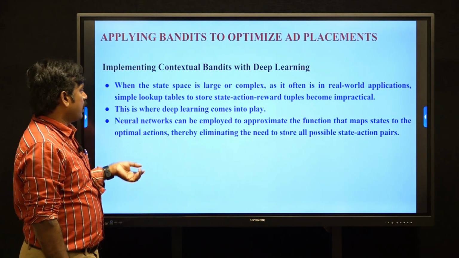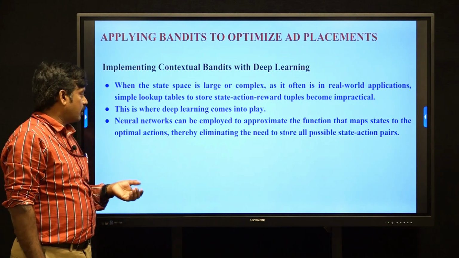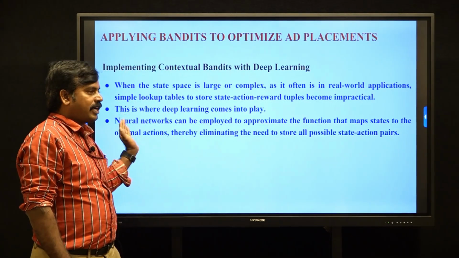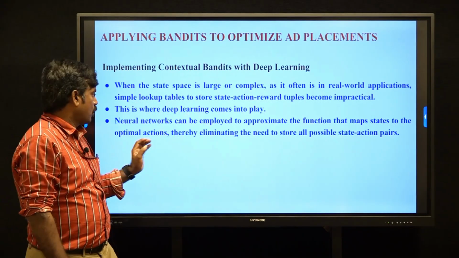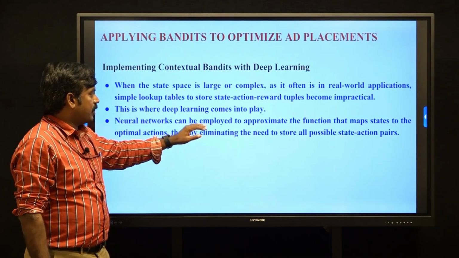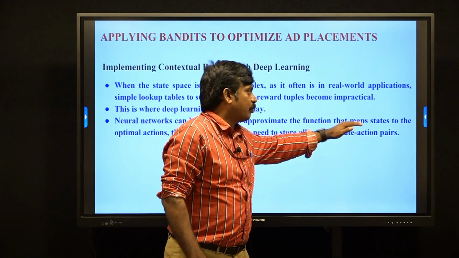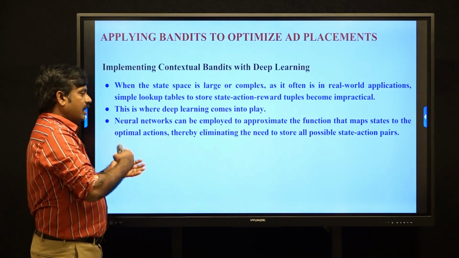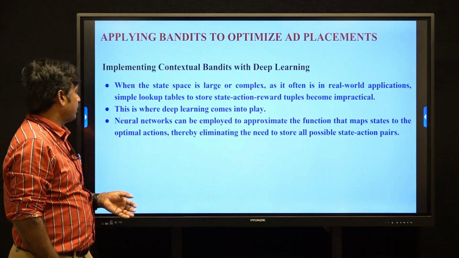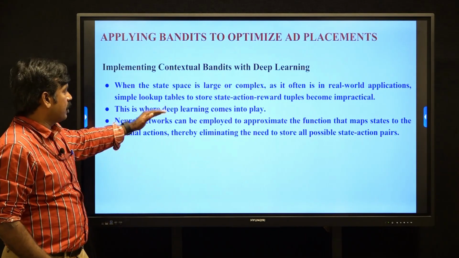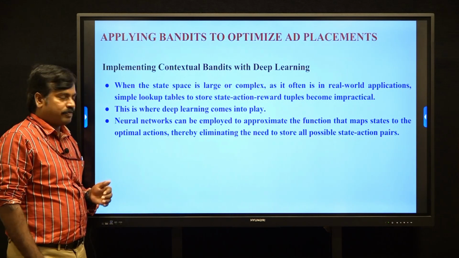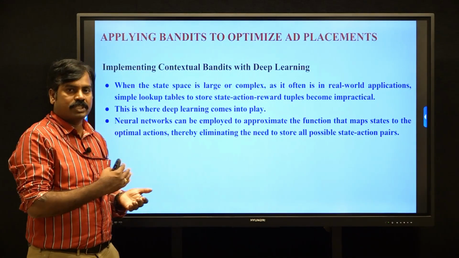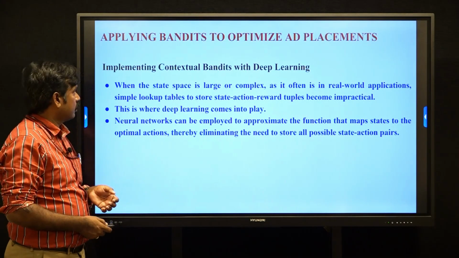Now we use deep learning neural networks. They are used to approximate the function between states and actions. The neural networks can be employed to approximate the function that maps states to the optimal actions. This state and action pair we can't store using lookup tables, so we train the neural network to get the optimal approximate function that maps both the states and the corresponding actions.